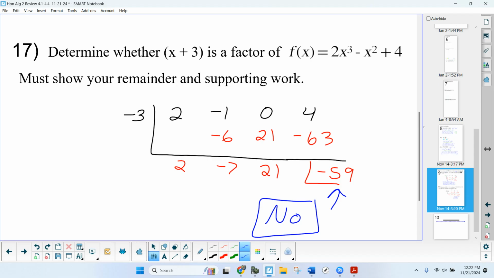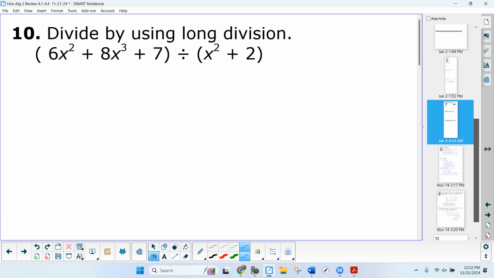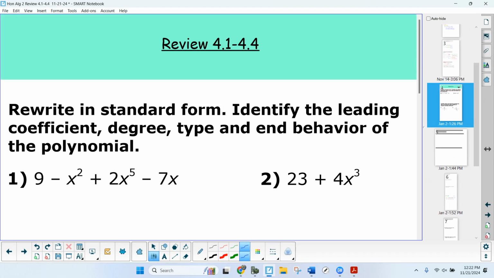Are we good? Okay. So now let's take a look. Let me show you what else is on the quiz, and you can tell me what you need from me. Rewrite in standard form. Identify the leading coefficient, degree, and the type, and the end behavior. Oh, let's review that. Type. If the degree is 0, what's the type? Constant. Degree of 1, linear. 2, quadratic. 3, cubic. 4, quartic. 5, quintic. Okay, good.